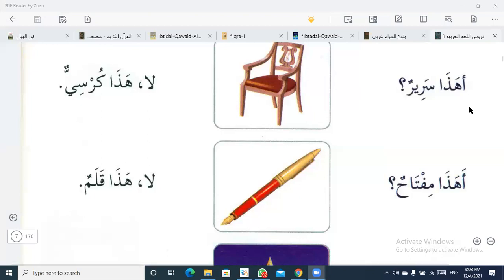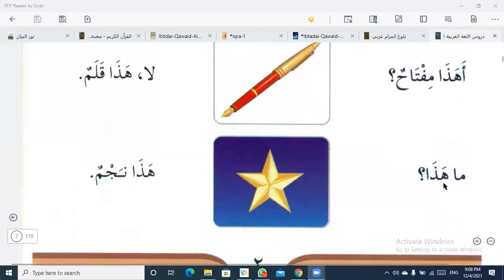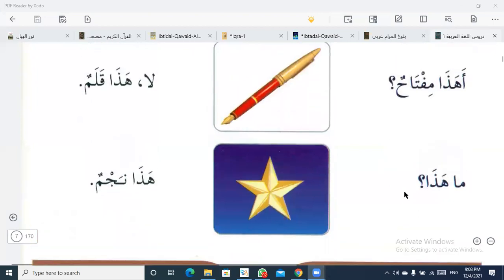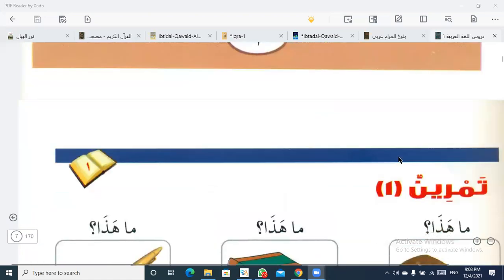Okay. Means? Right, miss? La, hadha qalamun. This is a pen. No, this is a pen. Hadha miftahun. Okay, okay. La, I forgot la. Ma hadha. What is this? Okay. Hadha najmun. This is a star. Yes. Good. Exactly. Okay.